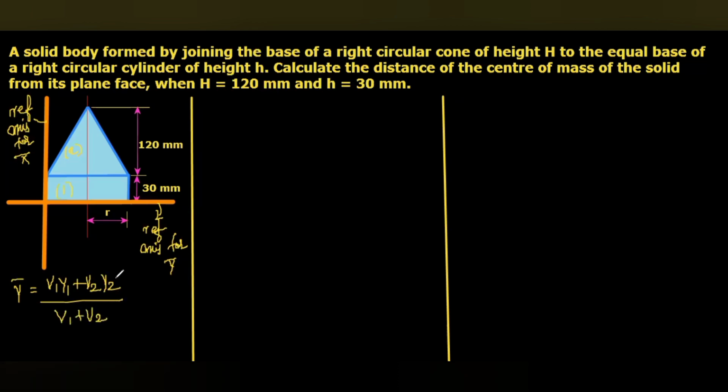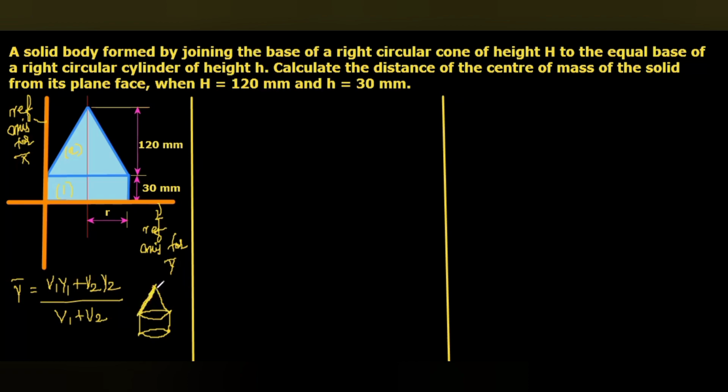plus V2. Actually, this solid body is formed by joining the base of a right circular cone with the equal base of a right circular cylinder. This will be like a right circular cylinder, and this will be the common base. Over it, there is a right circular cone. Do you understand? It will be like this.